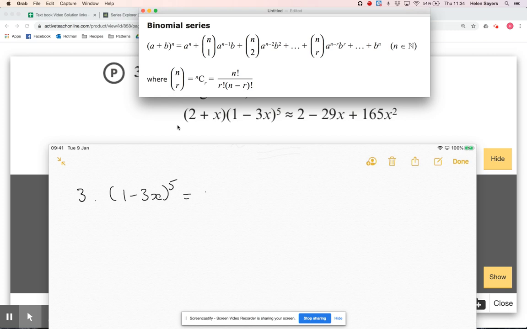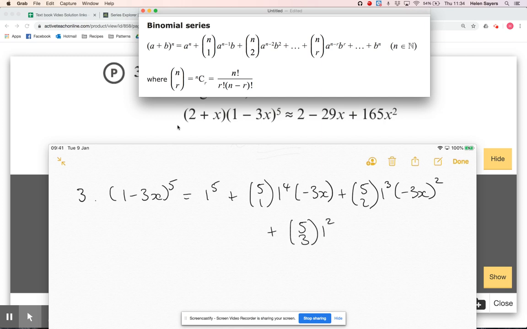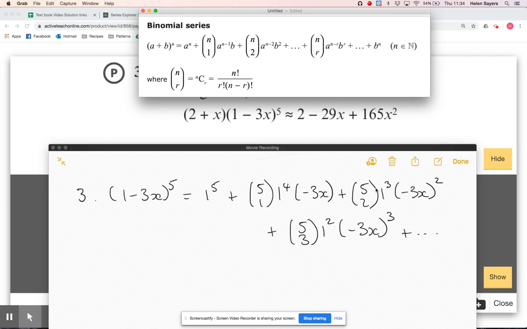So it's going to be 1 to the power of 5, so that is just 1. So you don't have to put your 1s to all the powers. It can be helpful just to carry on the pattern. So it's going to be 5 choose 1, 1 to the power of 4 times minus 3x, 5 choose 2, 1 to the power of 3 times minus 3x squared, and then 5 choose 3, 1 to the power of 3 minus 3x cubed, and then they've told me that anything higher than cubed is small enough that I can ignore it. So as I said, you do not need all these powers of 1, yet you obviously need a 1 there, but if you choose not to write these, that's absolutely fine. I've put them there just so you can clearly see the pattern.